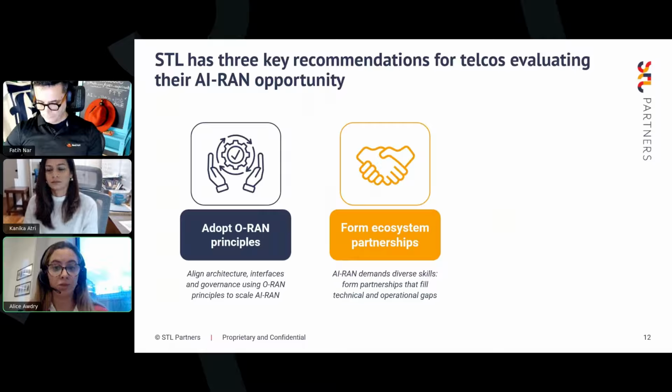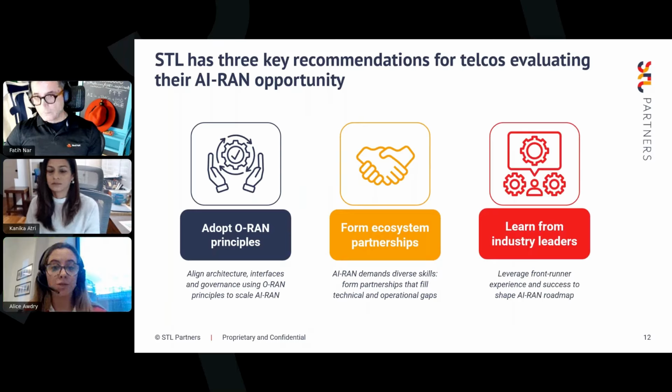And third, learn from industry leaders. There are already front-runner operators and vendors experimenting with AI-driven energy savings, quality of experience, optimization, and new service models. We would encourage you to learn from their roadmap and understand what has delivered value fastest in order to shape a realistic AI RAN strategy for your organization. So these 3 pillars together provide a practical starting point for turning the AI RAN vision into an executable plan.